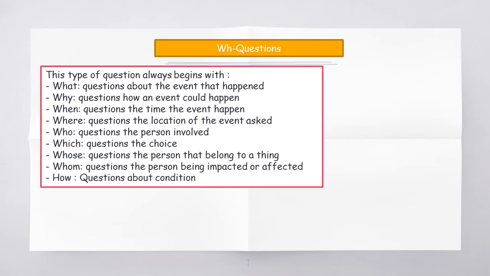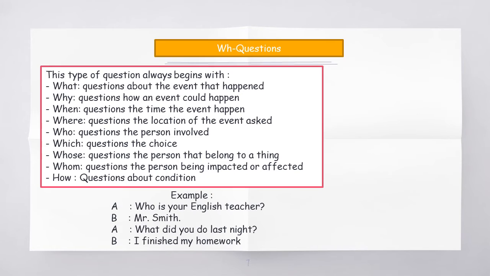A WH question cannot be answered with yes or no, but we must give the information asked for by the WH question. This is the example. Who is your English teacher? Answer: Mr. Smith. What did you do last night? Answer: I finished my homework.